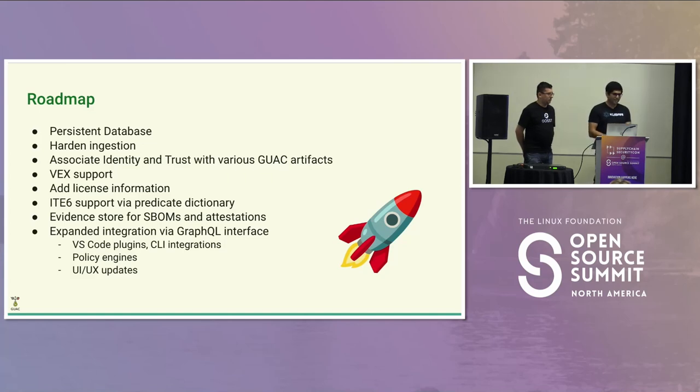And then, the GraphQL interface, right, because it's so flexible, we want to keep expanding the integrations, right? We want to do the policy engines, the VS Code plugin, like I showed, create more CLI tools, update the UI, and so forth. And if there are more queries that people would like to see, we showed some simple queries here, but if there's more queries that people would like to see, we can get that integrated, and the third-party tools can start utilizing them without having to do their own implementation.